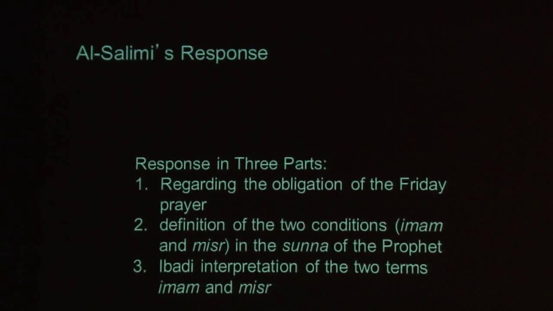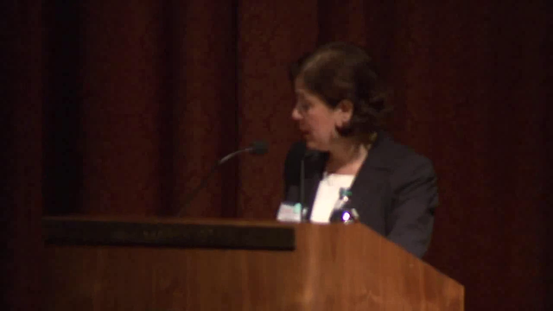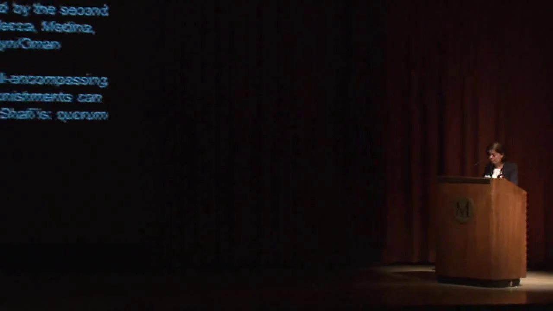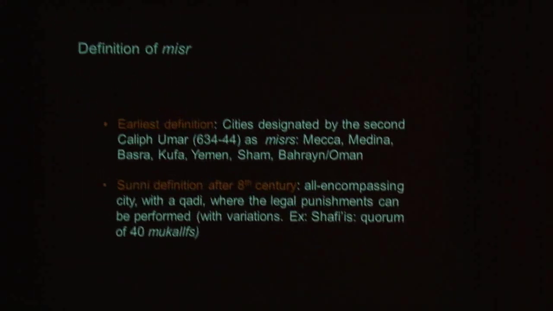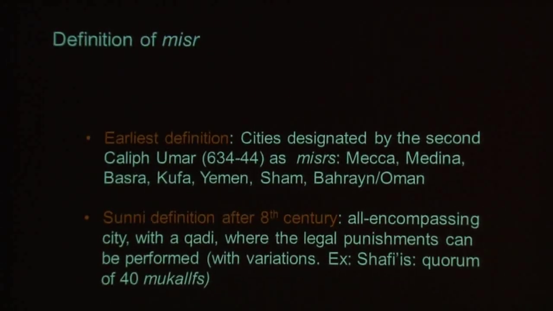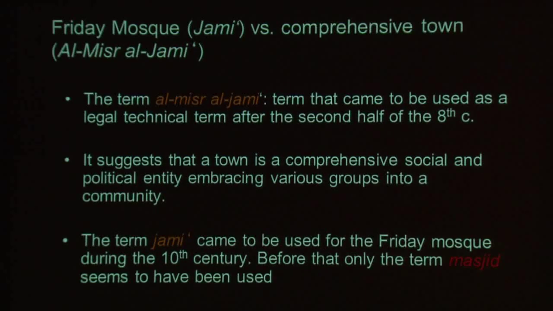Let me conclude. In his article, The All-Embracing Town and Its Mosques, Barbara Johansson examines the manner in which 24 Sunni jurists writing between the 8th and 19th centuries defined the term al-Misr al-Jama', the technical legal term denoting a town in which the Friday prayer may be validly held. While the term al-Misr al-Jama' seems to have developed during the 8th and early 9th centuries, the use of the term Jama' to denote Friday mosque in legal texts seemed to have developed later and became common in legal texts dating only the 11th century.